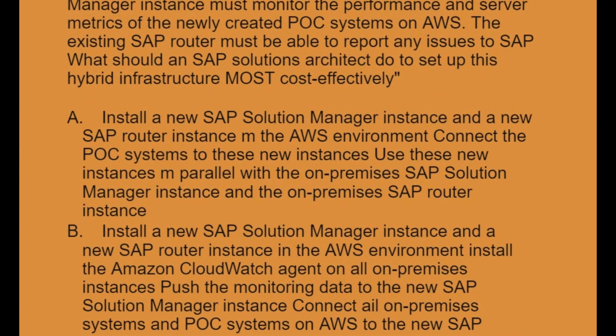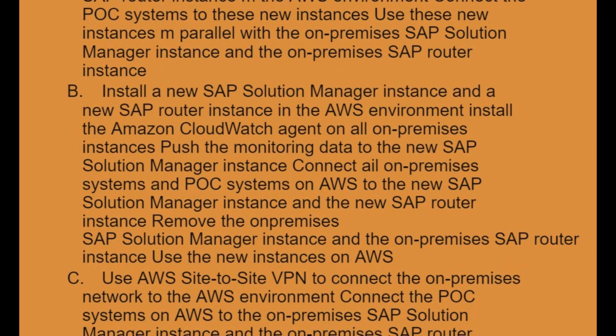Option A. Install a new SAP Solution Manager instance and a new SAP Router instance in the AWS environment. Connect the POC systems to these new instances. Use these new instances in parallel with the on-premises SAP Solution Manager instance and the on-premises SAP Router instance.